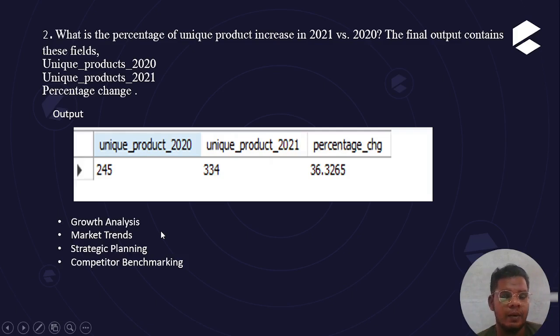Growth analysis is nothing but whenever the product is increasing, it clearly indicates there is some growth in customers as well as an expansion of the customer base, and the needs of the customer have increased, and our innovation and strategy are applied in some of the areas. That's why we launched 334 unique products, which are used by the customers in the market, as well as consumers consume those things, right?